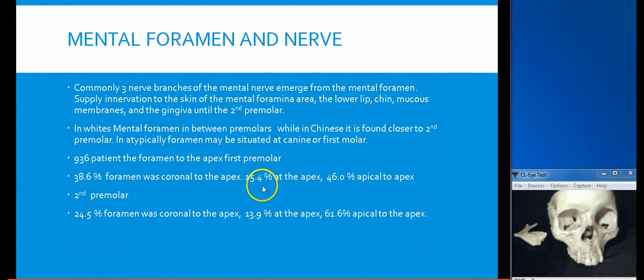Right at the apex, the mental foramen is 15.4 and 46 is below it. At the second premolar area, the numbers are pretty much the same way, where 24.5% is coronal, 13.9, almost 14, at the apex. The mental foramen is at the apex, and about 61-62% is below the apex. So, for us, those are just good numbers in your head to kind of figure it out.